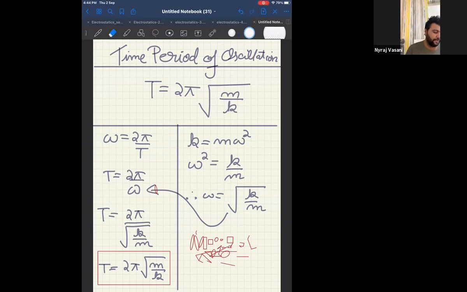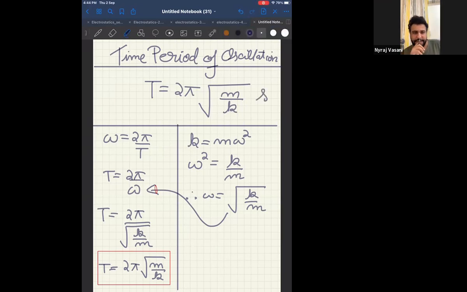Got it, all of you? Okay. So if I ask you, what is the time period of oscillation? You will tell me omega is equal to 2 pi by T, T is equal to 2 pi by omega, T is equal to 1 by f, all are correct. But if I ask you specifically what is time period of oscillation, then you will tell me this answer, because this answer will satisfy most of the routes. T is equal to 2 pi root of m by k, and the SI unit of it will be second itself, because ultimately it is time. Okay.